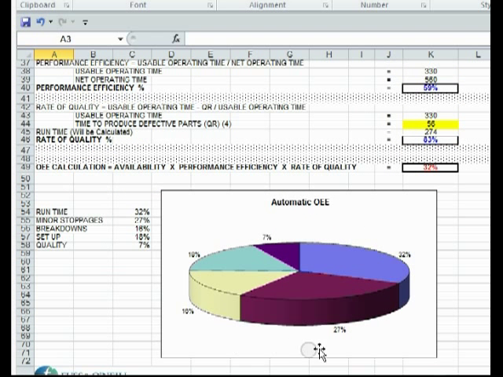And then it will automatically give you a pie chart of all the percentages. And here you're seeing when we planned to run, we ran 32% of the time. 27% of the time we had minor stoppages. 16% of the time we were broken down. 18% of the time we had setup loss. And 7% of the time we had scrap.